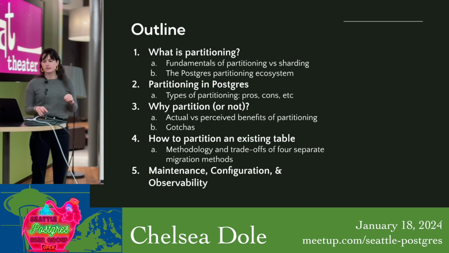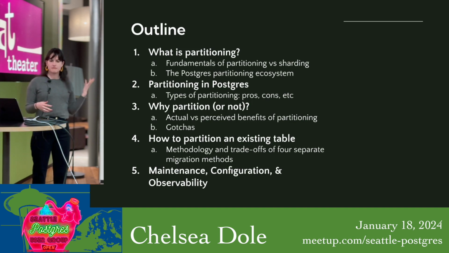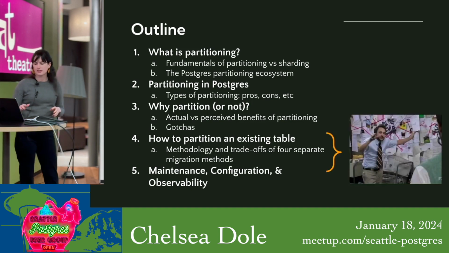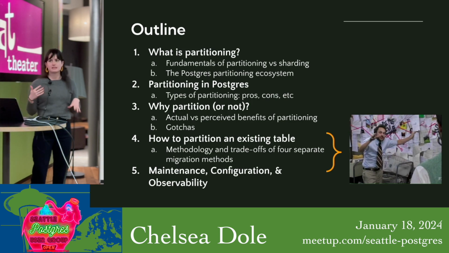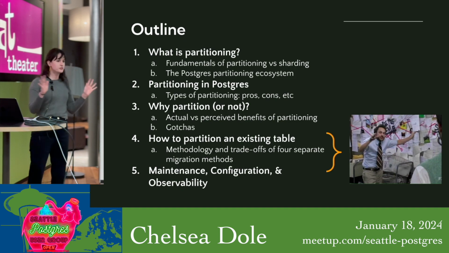Then I'm going to go into partitioning in Postgres specifically, what types it provides, pros, cons of both, and how to think about partitioning and when you might partition or not. I'm going to go over some perceived benefits versus actual benefits, and then finally we'll make it over to partitioning an existing table. I'm going to go in this section through 4 separate migration methods, each of them with a different set of requirements and basically increasing complexity over the course of different options you may have and when they might suit your use cases. Finally, I'm going to finish off with some discussion of maintenance, configuration, and observability, what to do once you've gotten there.